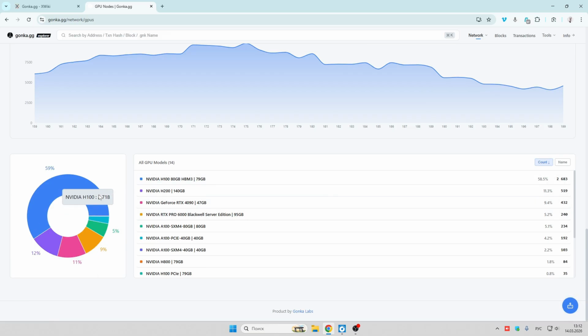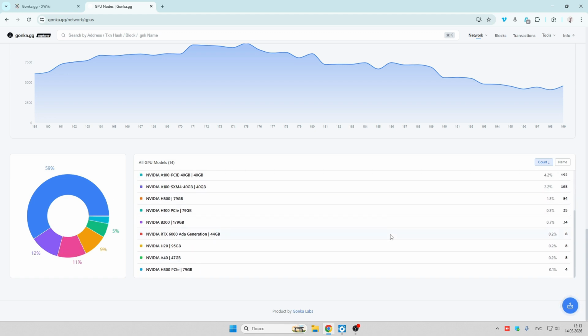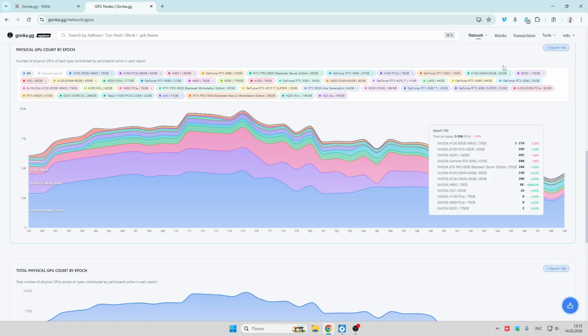You can see that the H100s are the most numerous here, then the H200s. In second place, 11%, 4090, 47 gigabytes. Yeah, for some reason these are still enough for now, even though they don't generate any profit. So 6095 gigabytes, you can take a look. Let's move on.